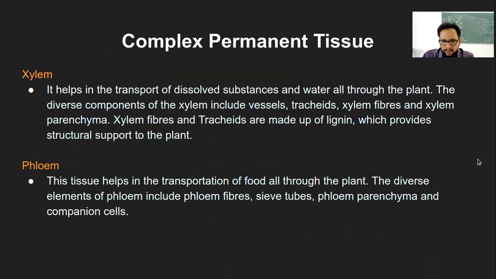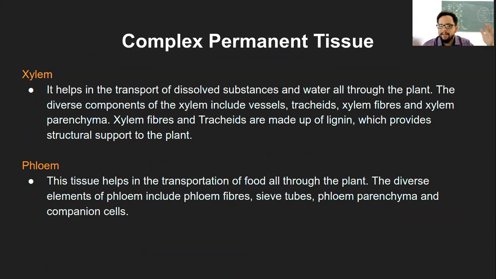Okay, now, so this was the whole part of the simple permanent tissue. We had seen meristematic tissue and permanent tissue. In meristematic, we had seen different types like the cambium or lateral and so on. And in permanent tissue, there were two types. One was simple permanent, and the second was complex permanent tissue. In simple permanent, we had seen parenchyma, collenchyma, and sclerenchyma.